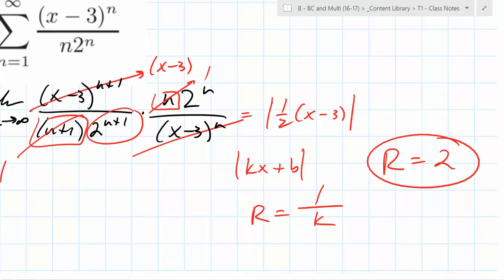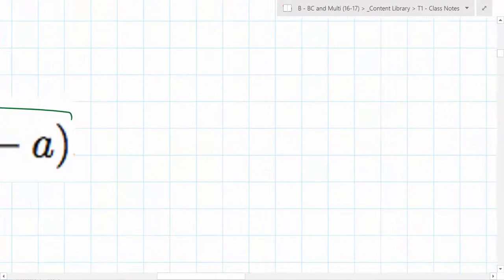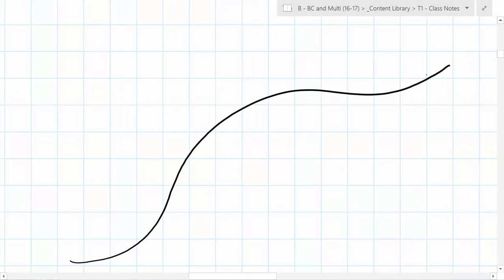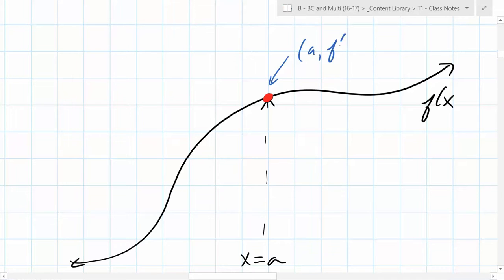Okay, so let's chat about something you've seen before. Let's say you're traveling along, and here's a function f of x, okay? And you go to this point right here where x is equal to a. What's the y value right there? f of a. So that point right there is a comma what? f of a.